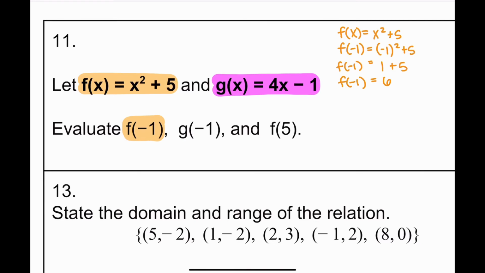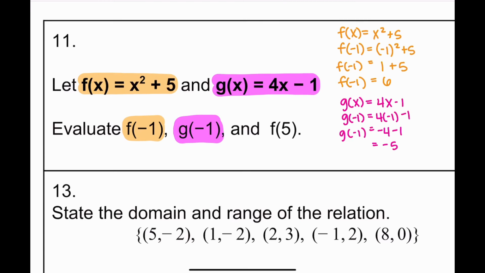G of negative 1 means that we're now going to plug in negative 1 for x in the function g of x. So if g of x is 4 times x minus 1, then g of negative 1 just means we're going to plug in negative 1 for x. Now we simplify. 4 times negative 1 is negative 4. Bring down the minus 1. Negative 4 minus 1 is negative 5. So g of negative 1 is negative 5.